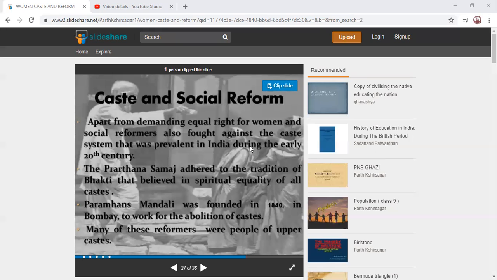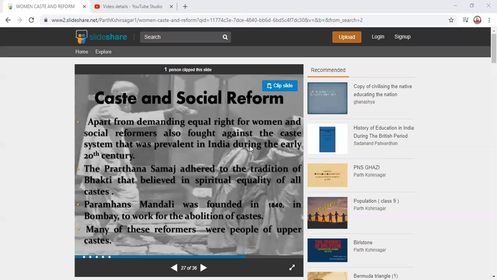Britishers opened educational institutes equally for the upper caste and lower caste people, so that they could attain education and work for their well-being in society. The institutes set up by the British for spreading Western education were open to all sections of society. Children of the lower caste got access to educational resources and completed their education.